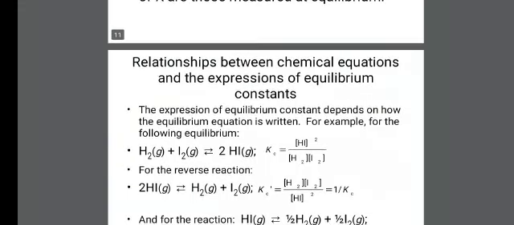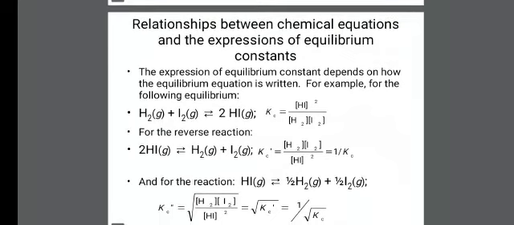Relationship between the chemical equation and the expression of the equilibrium constant. The expression of the equilibrium constant depends on how the equilibrium reaction is written. For example, for the following equilibrium, this is the equation and the equilibrium constant is found.